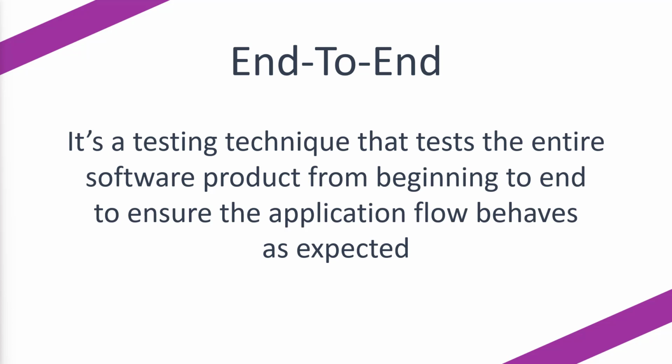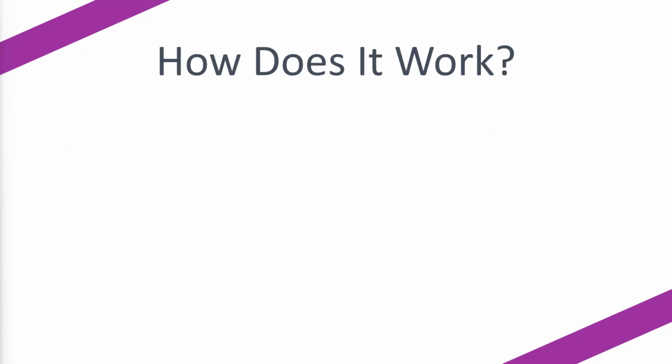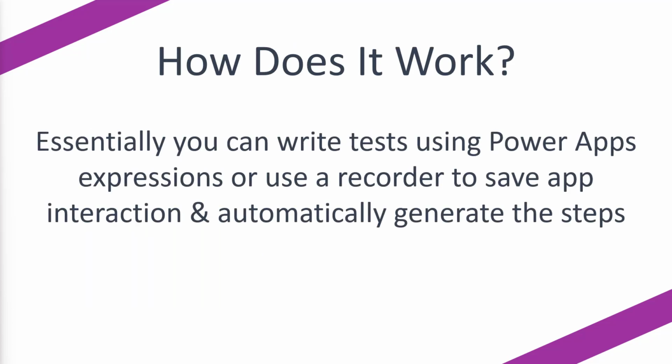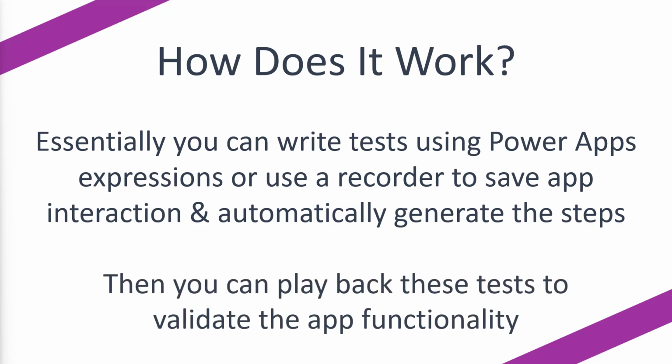So how does this work with the Test Studio? How do we create tests that are automatically run for our Canvas app applications? Well, essentially you can write tests using the PowerApps expressions, or you can use a recorder to do a point and click interaction to save those and automatically generate the steps. So you don't actually have to write it, you can record yourself doing it. Then you can play back these tests to validate the app functionality.